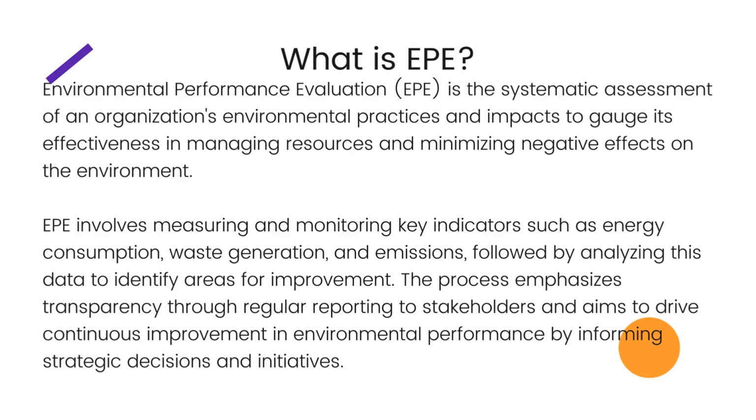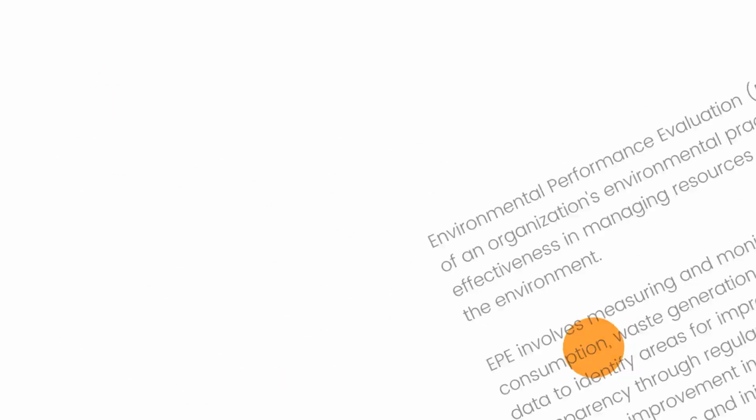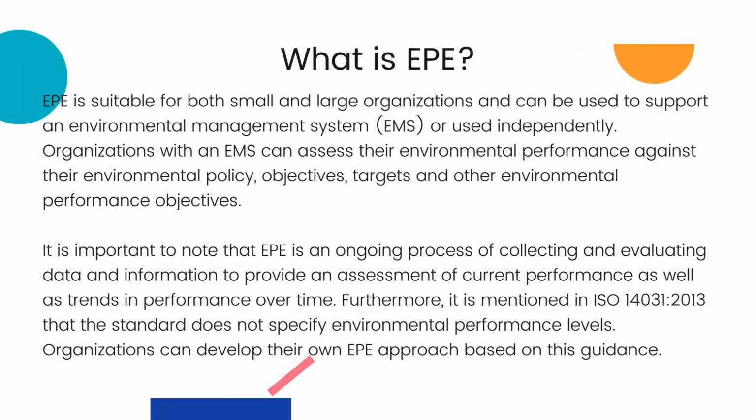The process emphasizes transparency through regular reporting to stakeholders and aims to drive continuous improvement in environmental performance by informing strategic decisions and initiatives. EPE is suitable for both small and large organizations and can be used to support an environmental management system, EMS, or used independently. Organizations with an EMS can assess their environmental performance against their environmental policy, objectives, targets, and other environmental performance objectives.